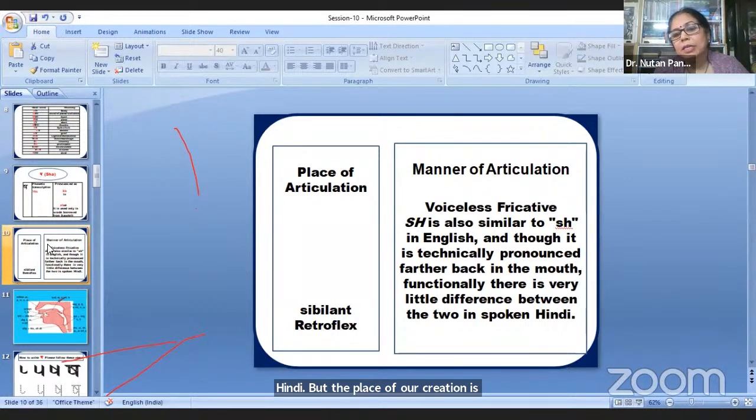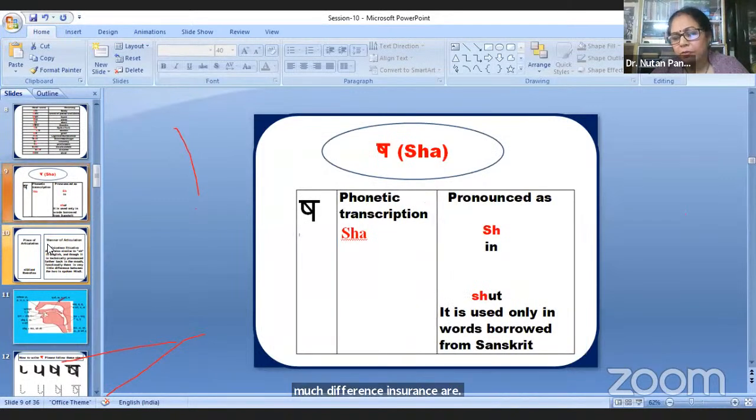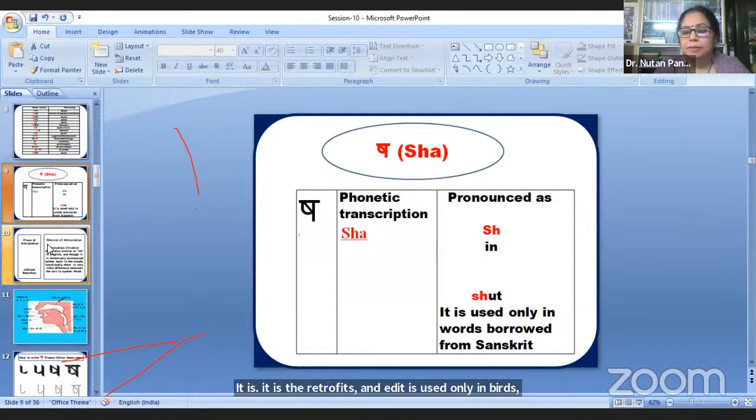We will touch the tongue to the retroflex position and then pronounce this sh. It is similar to "shut" in English; when we say "shut", the same sound is pronounced in this sh. There is not much difference between sh and sa, but the place of articulation is different. And I just want to say one thing: this sh is retroflex, and it is used only in words borrowed from Sanskrit.